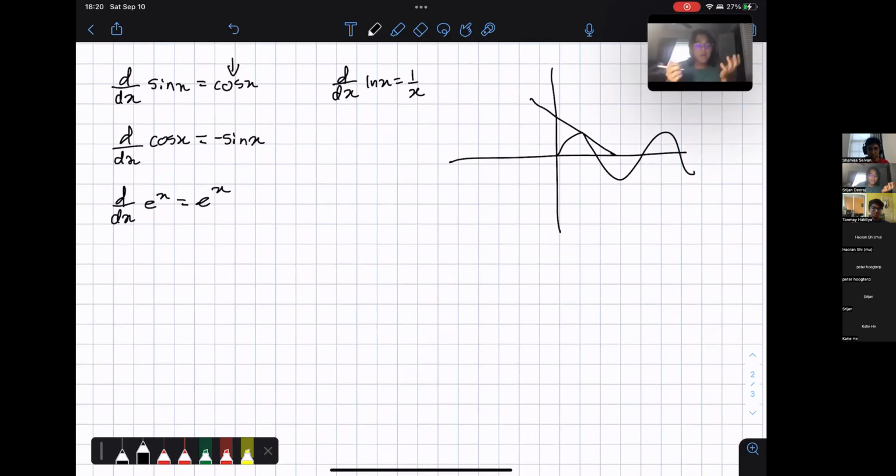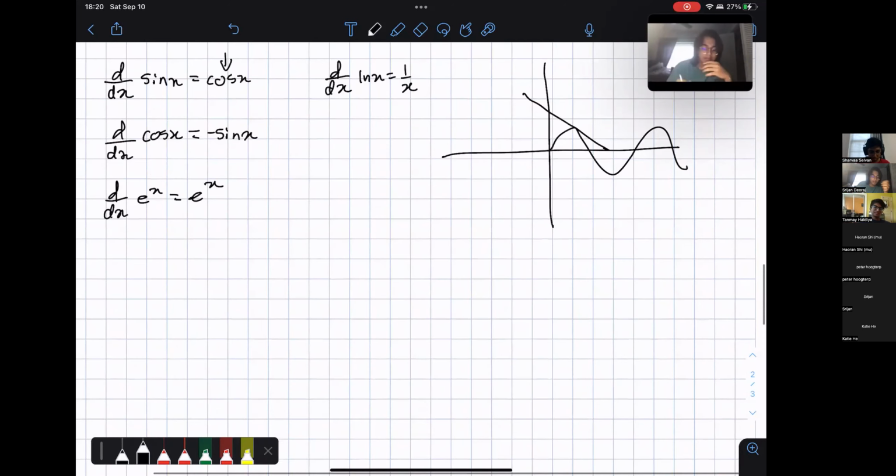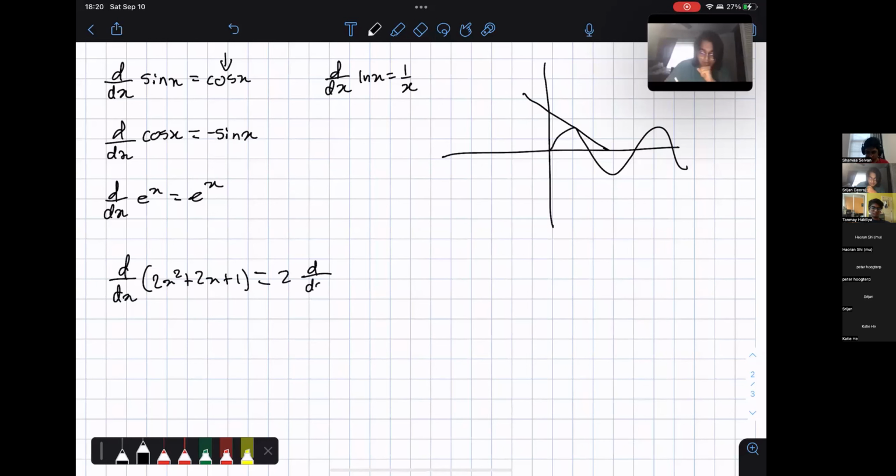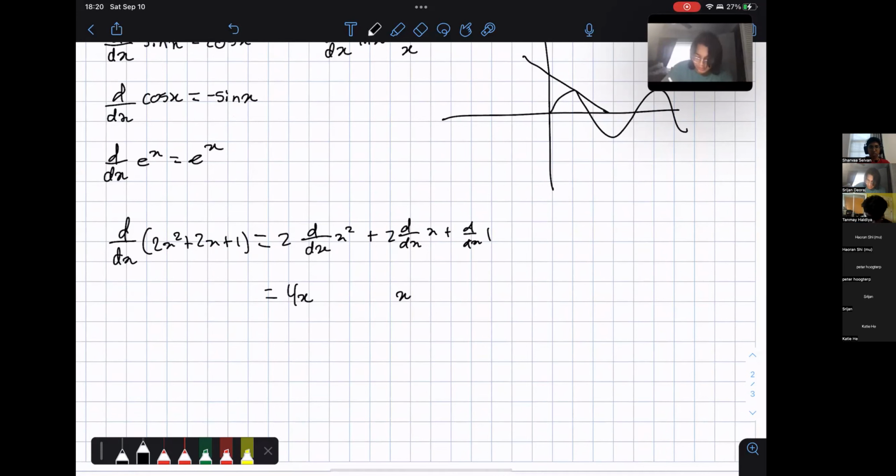So right now we can still only take derivatives of simple polynomials. If we had, for example, 2x squared plus 2x plus 1, using the rules that we have from above, we can separate this: 2 times the derivative of x squared plus 2 times the derivative of x plus the derivative of 1. We talked about how the derivative of x squared was 2x above. That'll just be 4x.